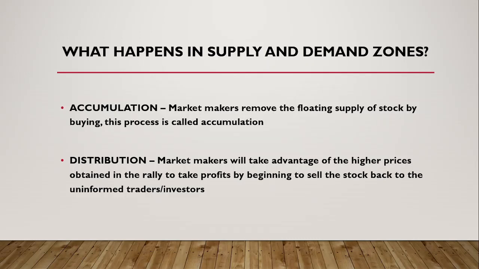And then the distribution zone is where market makers take advantage of the higher prices obtained in the rally to take profits by beginning to sell the stock back to uninformed traders or investors. That's basically the dumb money like us, the retail traders, your everyday degenerates, the people that don't watch this video. They're the ones getting caught up in this distribution as that exit liquidity.